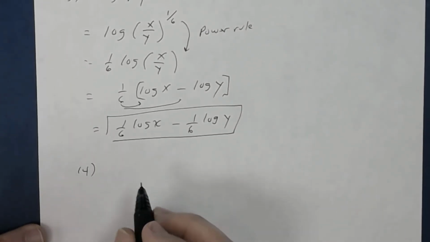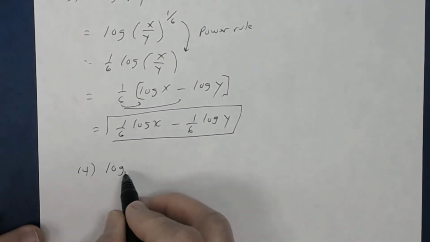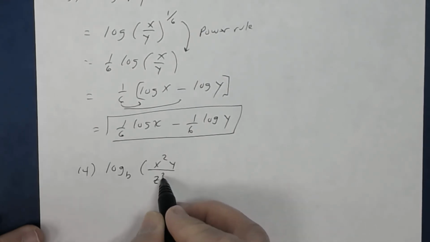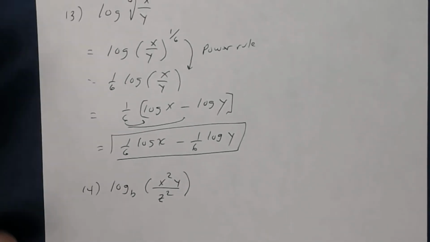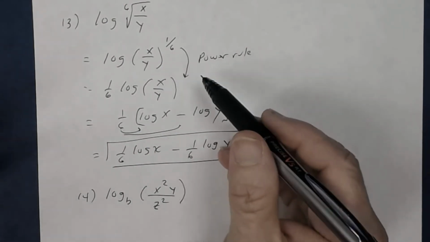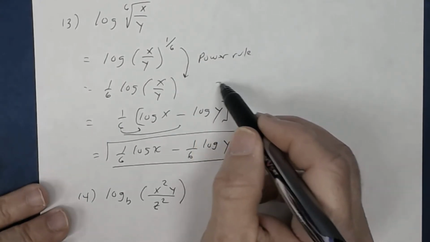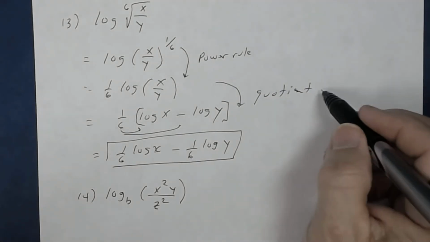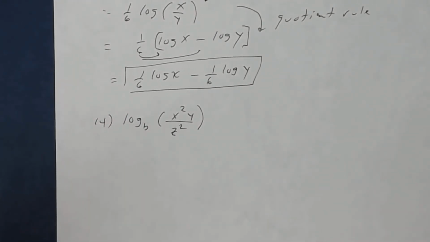Okay, in 14, we have the log base b of x squared y divided by z squared. Now, if you go back to the few examples we did previously, notice that in most of those examples we used two properties. We used a power rule, and in this case, we used a quotient rule, right? In some of them, we used the power rule with the product rule. But now this right here is going to involve all three.